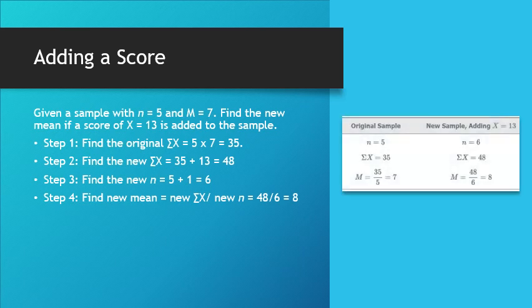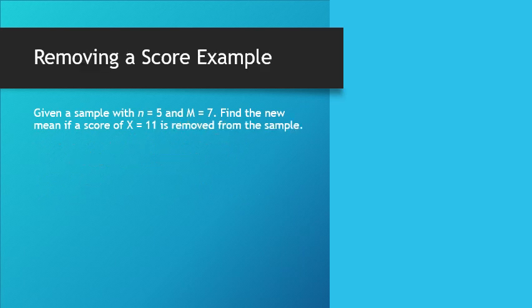And it's much easier if you make a table on your paper and put the information about the original sample on the left and the new sample on the right. As you go along, you add things to your table. I usually do it in the same order. N is at the top, summation of x is in the middle, and M is at the bottom. All right, let's do removing a score example.